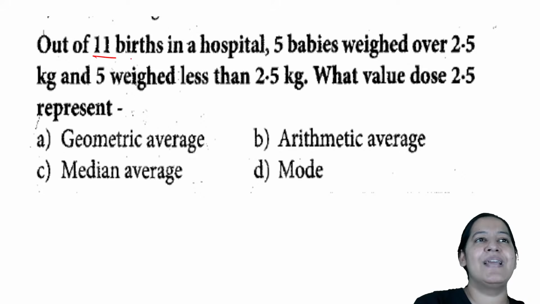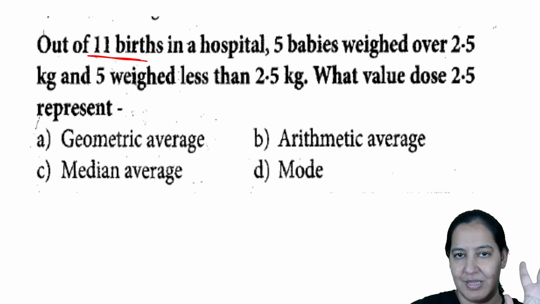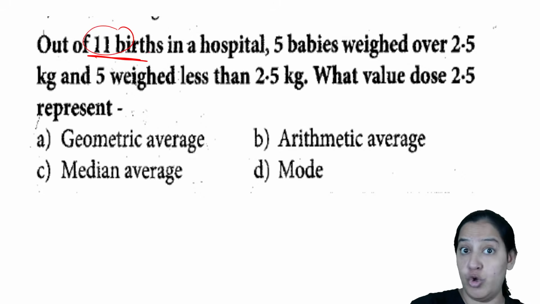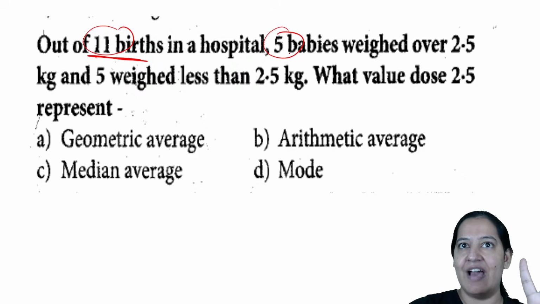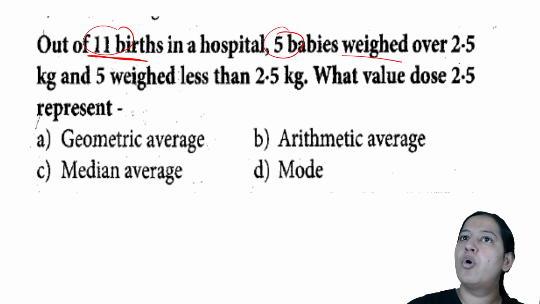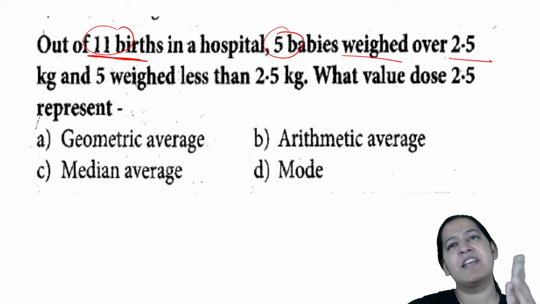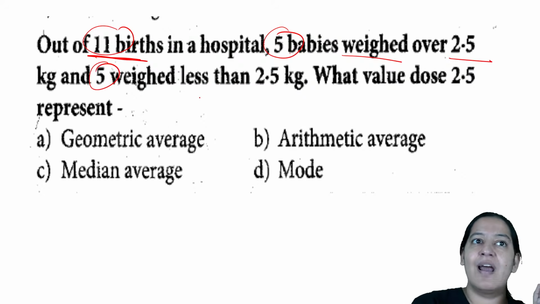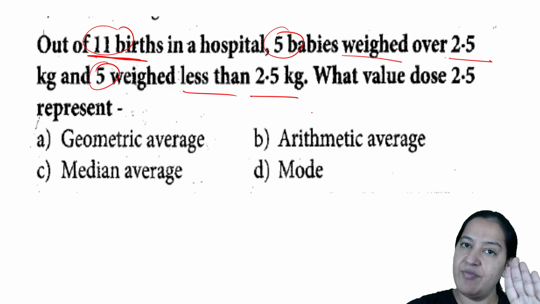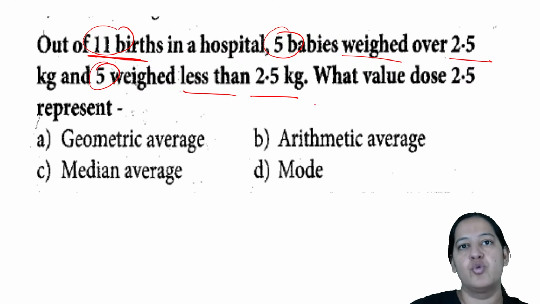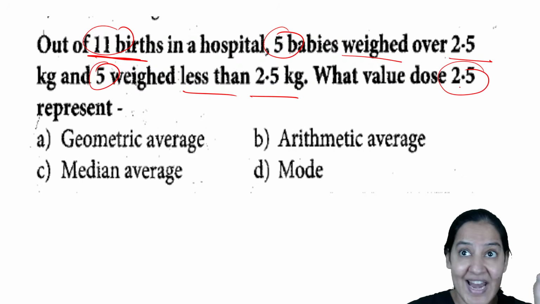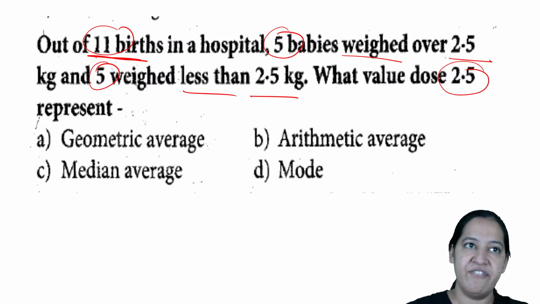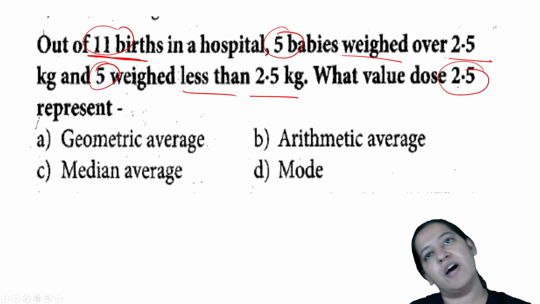So 11 babies are born in one hospital. There is a hospital, 11 babies are born today. So 5 babies among the 11 are weighing more than 2.5 kg. It can be 2.6, 2.7, 3, 3.5, whatever. And 5 babies are less than 2.5. It can be 2, 1.5. They are underweight. And the 11th one is 2.5. 5 are less than 2.5, 5 are more than 2.5.